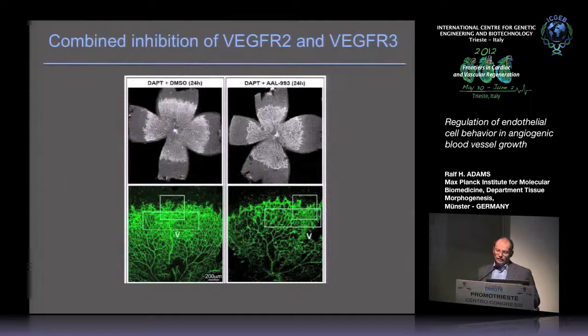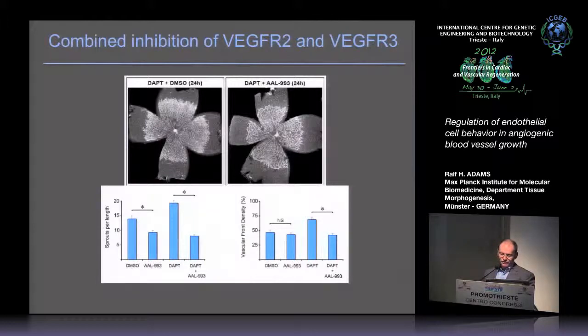So we then also used other reagents to show that actually the combined inhibition of all VEGF receptors with this PAN inhibitor, it's not a blocking antibody, PAN inhibitor AL993, suppressed Notch-induced angiogenesis, shown here. And that's the quantitation of this data.